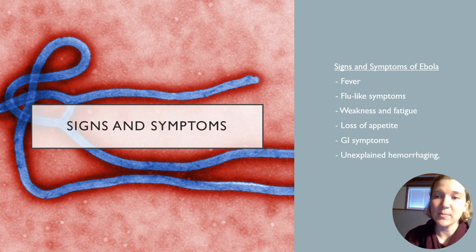Signs and symptoms that can be attributed to Ebola include, but are not limited to, experiencing a fever, flu-like symptoms that include body aches, headaches, muscle or joint pain or discomfort, weakness and fatigue, loss of appetite, so no longer hungry, gastrointestinal symptoms such as stomach pain, diarrhea, and throwing up, and lastly, and as mentioned before, a calling card of Ebola virus, which is unexplained hemorrhaging, bruising, or bleeding.